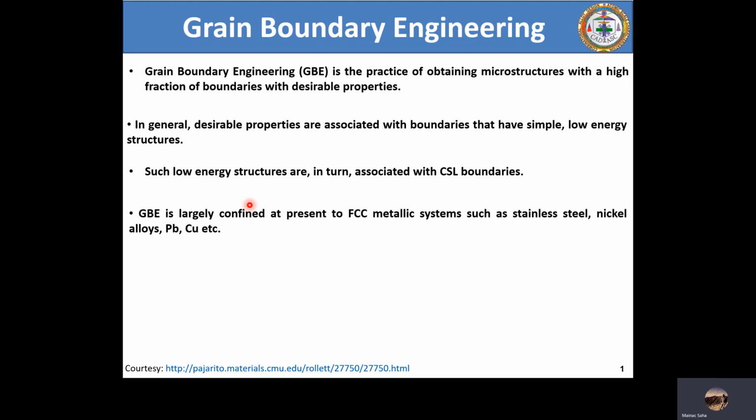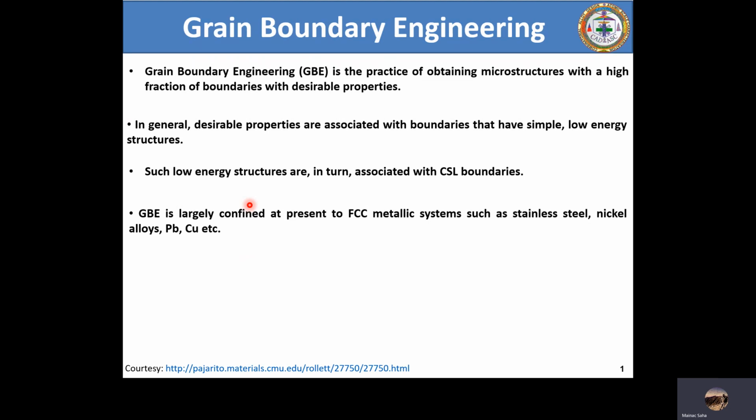Now, similarly, this is the logic which can be used to say why in the case of BCC metallic systems, the BCC metallic materials, grain boundary engineering is very hard to employ. I mean, of course, we cannot say that for any BCC material. For example, if you look at alpha iron, which has a BCC structure, we have a number of CSL boundaries. Of course, that has been reported in a number of literatures.